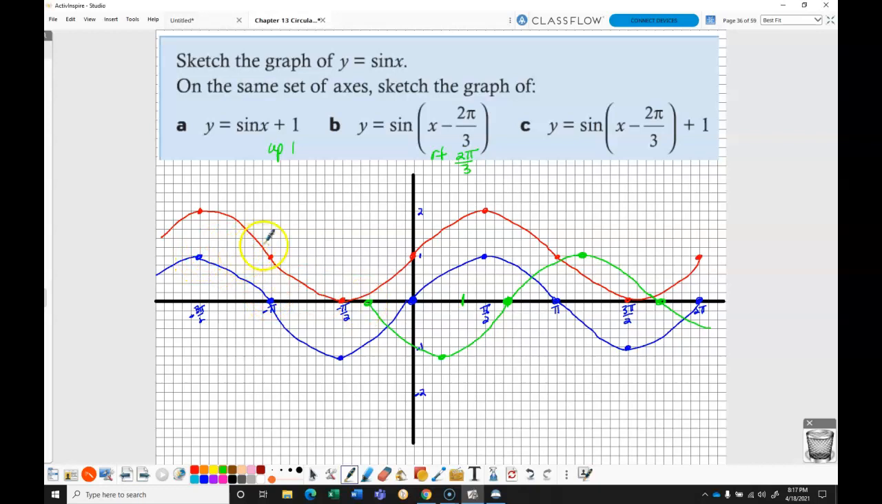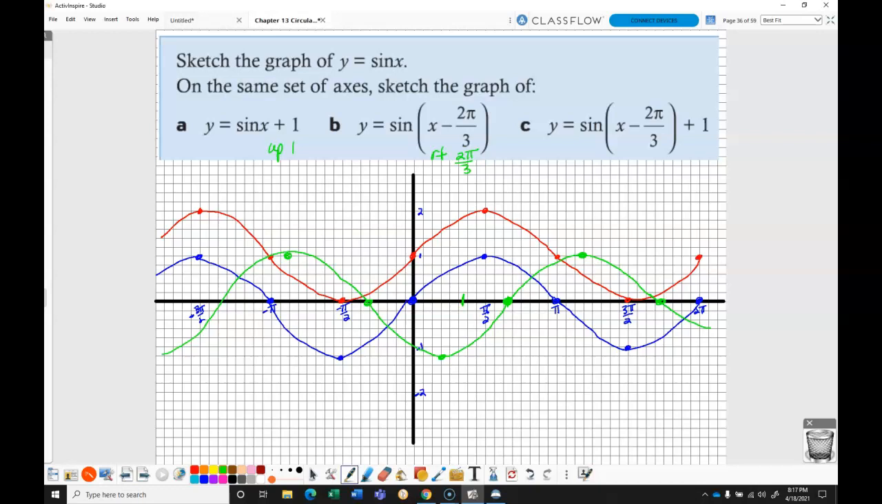Let me move this one. 1 pi, 2 pi. So right about here. And like I said, from that point, you can kind of pick up what's happening with the rest of the graph. And the last one, what they want us to actually pull up is this combination of the two things happening. Okay, so we've already moved up 1 and we've moved over 2 pi over 3.